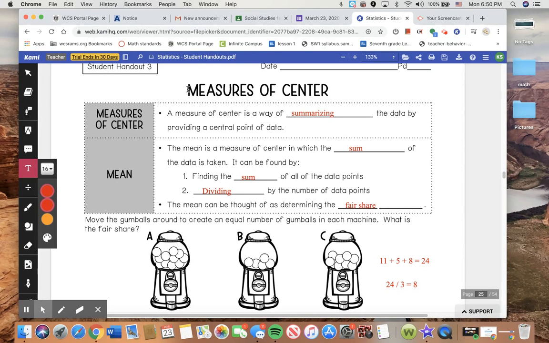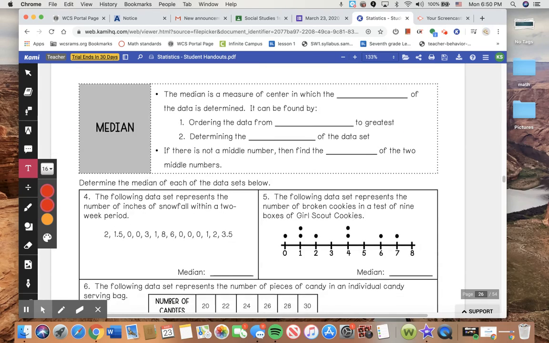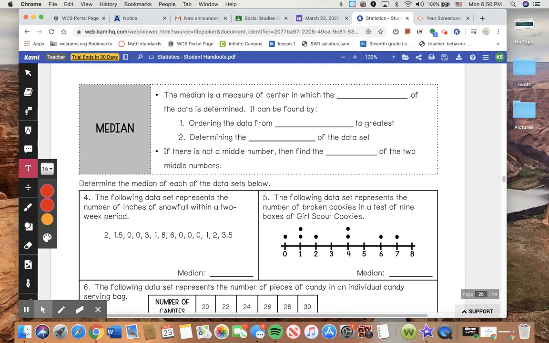So we're going to pick off where we ended up yesterday. Yesterday we started in measures of center and we talked about the mean. That is when you have to add up all your data points and then divide it by how many data points you had. So now we're going to work on the median.